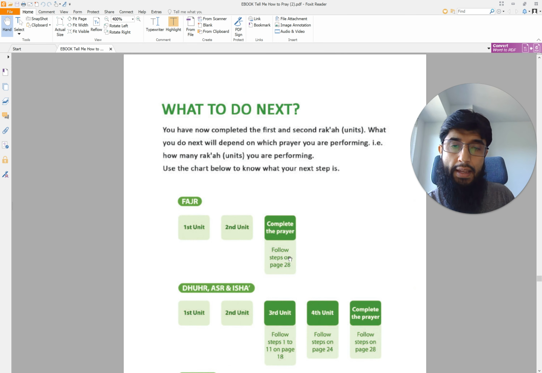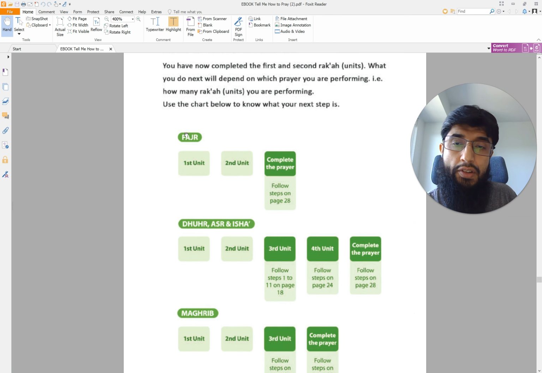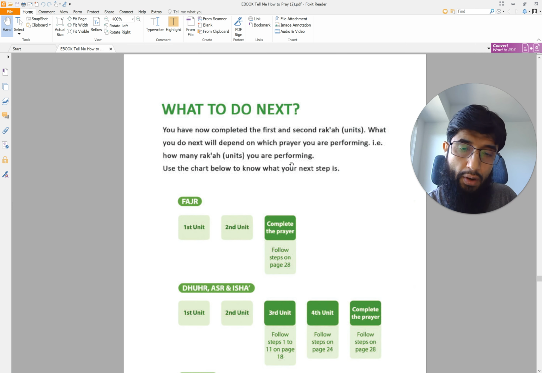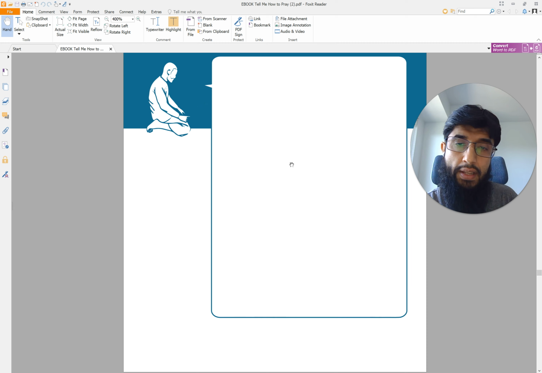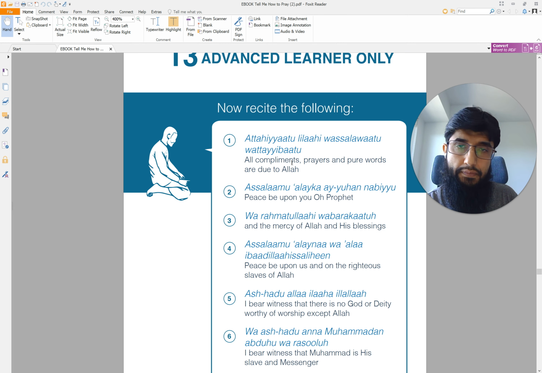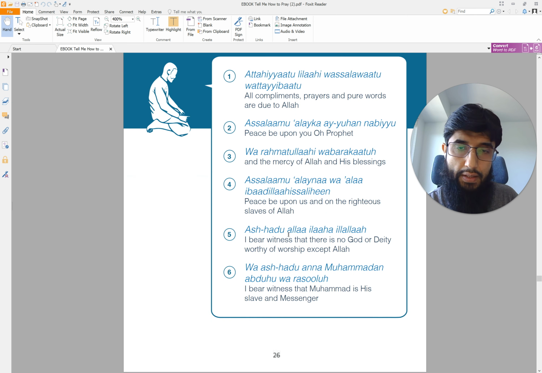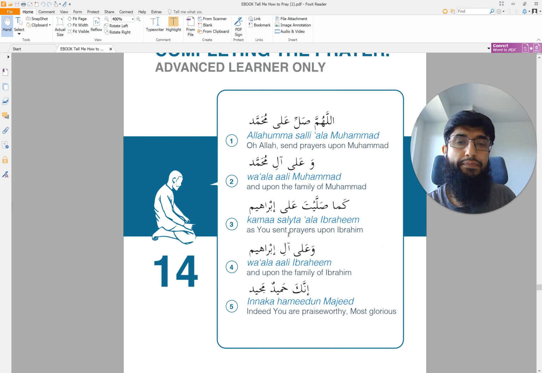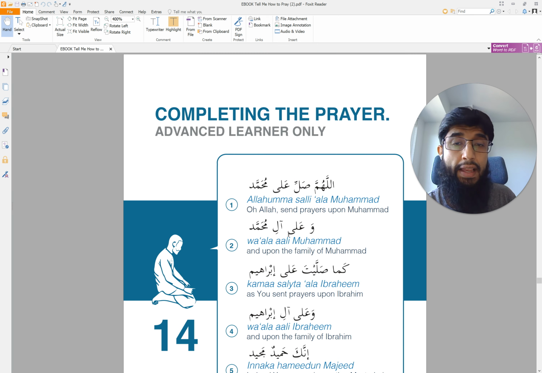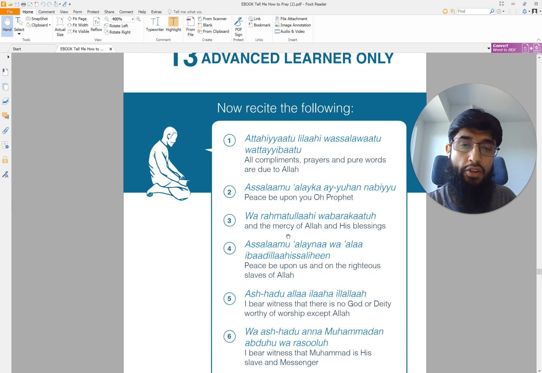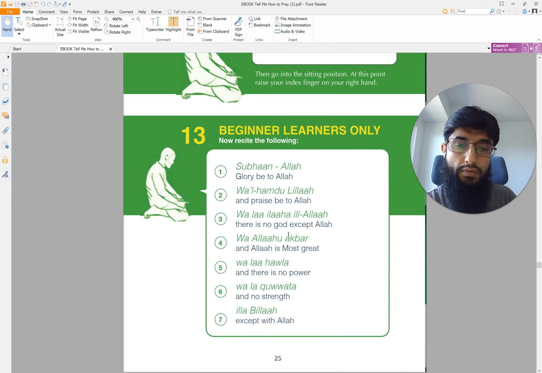Okay, so now let's take a look at this. The morning prayer, which is called Fajr, has 2 units. So we have covered one, then you'll stand up and perform the second one, and then you will perform the step of completing the prayer. As it says, follow steps on page 28. So let me show you that. Whenever it says completing a prayer, you go to page 28 right here. But because you don't know this yet, you will only say this thing. Whenever you don't know something, you say this for now.